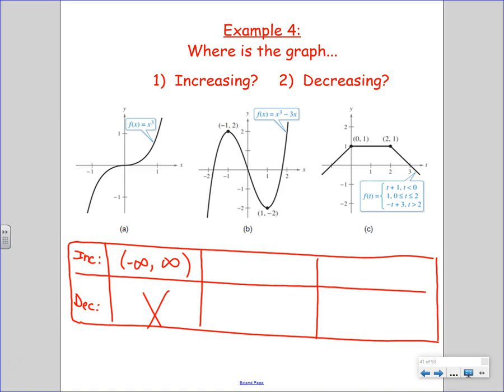How far left is the decreasing portion? You guys see where it's falling? See it, right? Like a roller coaster, that's the downhill slope. Okay, how far left is that? How far right is that? Exactly.